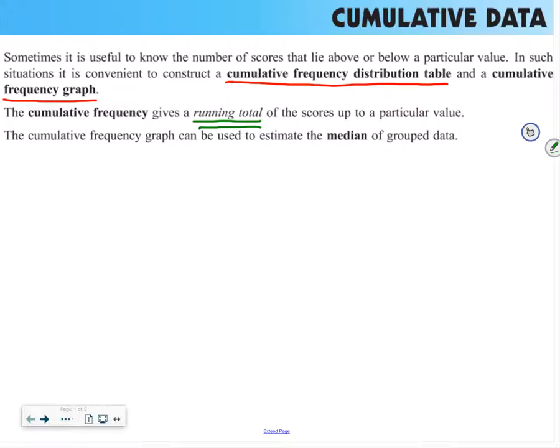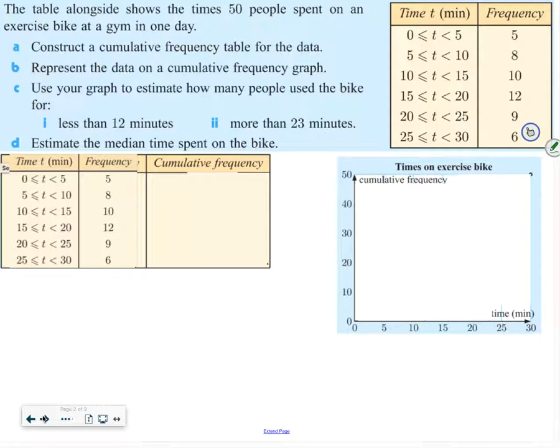These cumulative frequency graphs can be useful to estimate your median, and in the future, our quartiles and mins and max. So let's look at our one example here. This table shows the times of 50 people spent on an exercise bike at a gym in one day.